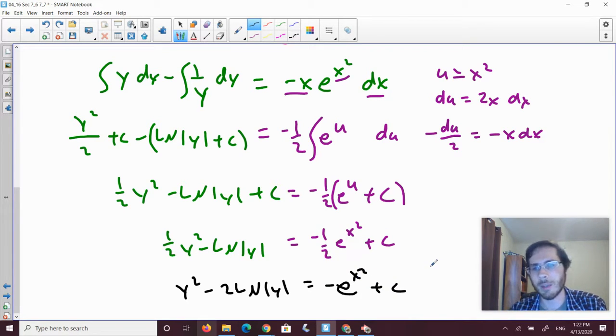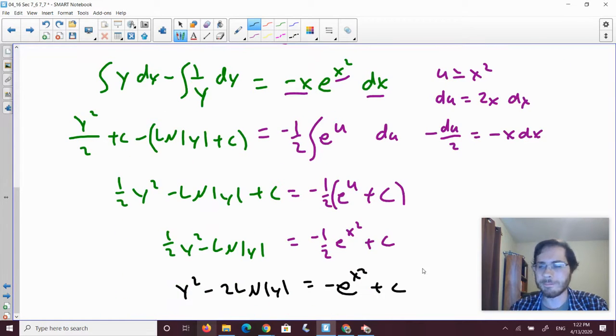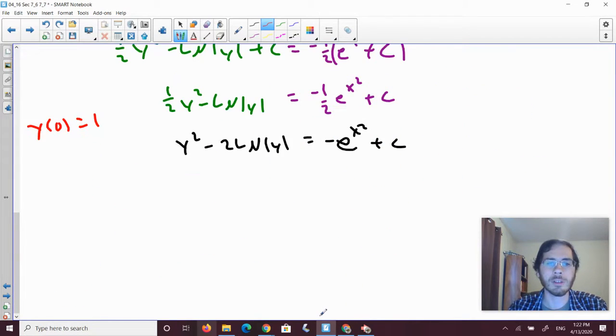So that looks like I'm pretty happy. But now I see when y of 0 equals 1, so I've got to use my initial conditions. My initial conditions were y of 0 was 1. Well, my initial conditions tell me that I need to plug 0 in for x and 1 in for y.